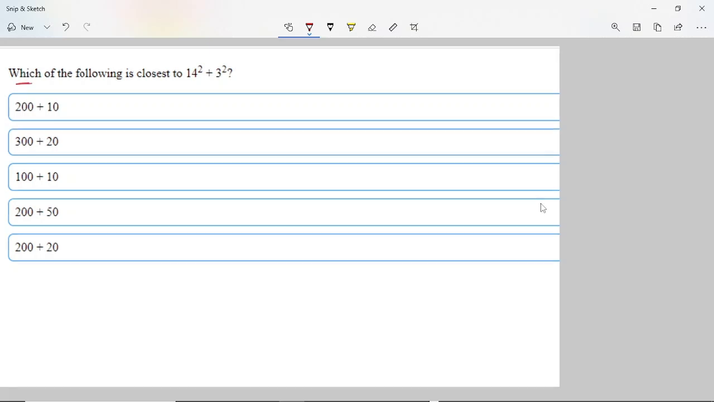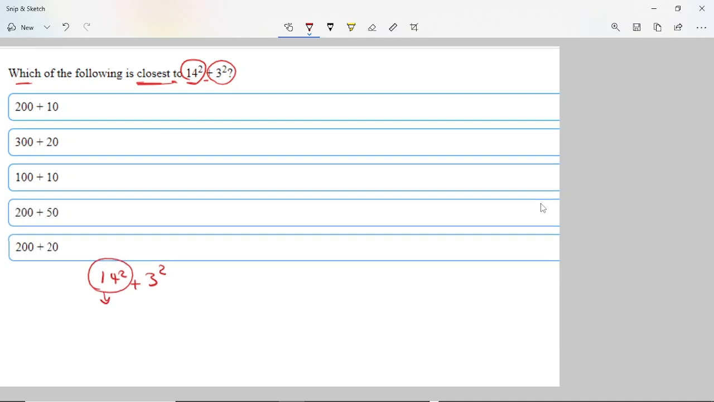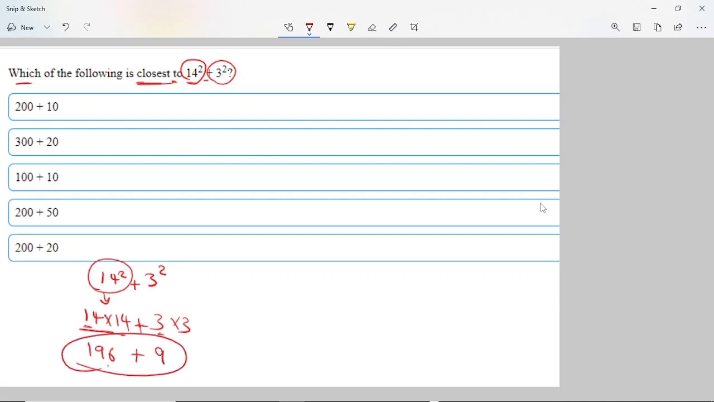Which of the following is closest to 14 to the power of 2 plus 3 to the power of 2? Now, 14 to the power of 2 plus 3 to the power of 2. So 14 to the power of 2 means 14 will be multiplied 2 times, and 3 will be multiplied 2 times. So 14 multiplied by 14 is 196, plus 3 multiplied by 3 is 9.